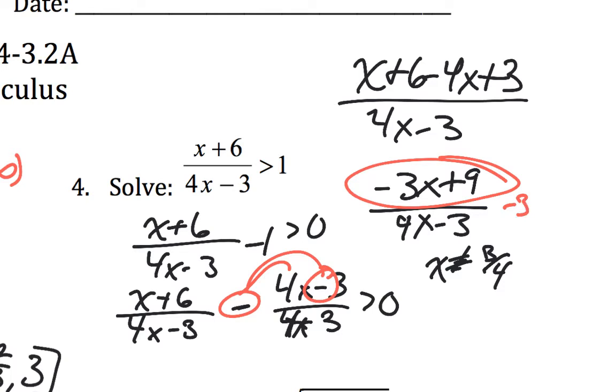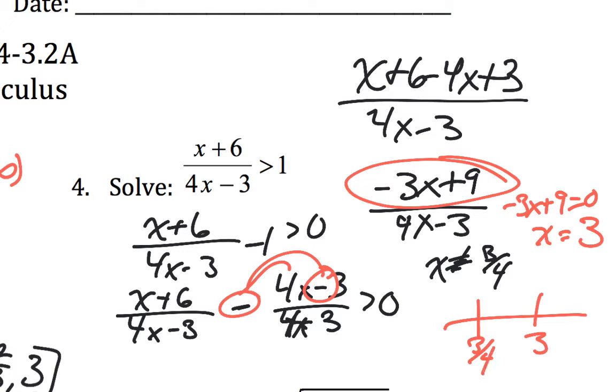And then I also need to take my numerator and figure out what my x-intercepts are. So this is going to be negative 3x plus 9 equals 0. So x equals, move the 9 over, divide by negative 3. It's going to be a positive 3. So those are the two numbers that I want on my number line. 3/4 and 3. And then check the signs.